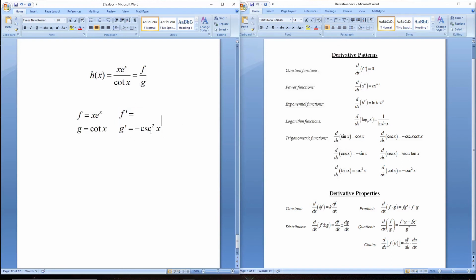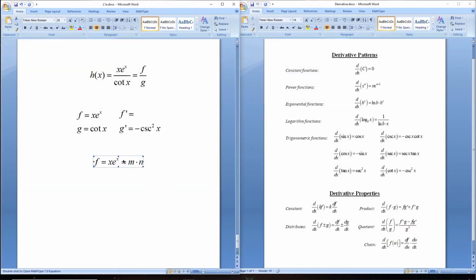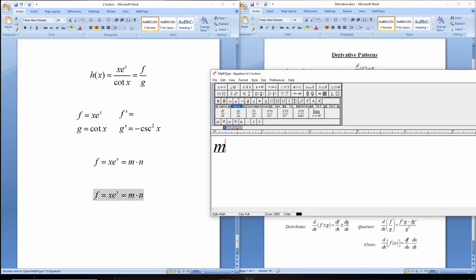So we have these 3 pieces. And now we need to look again at f because we need that derivative. So I'm going to say f is a combination of 2 functions again, m times n. And then I'm going to explicitly state what I mean by m and n. I'm saying m is x and n is e to the x.